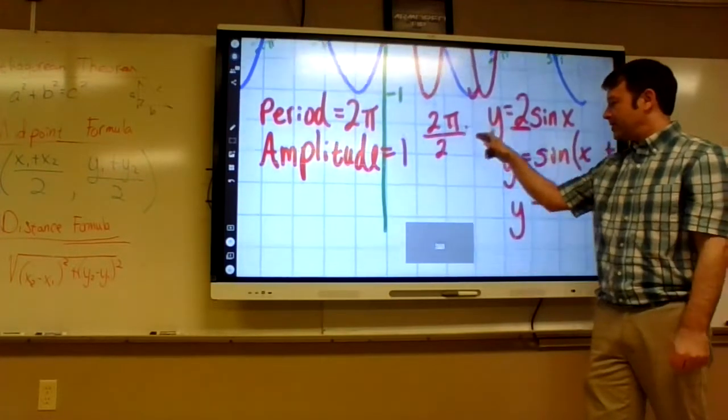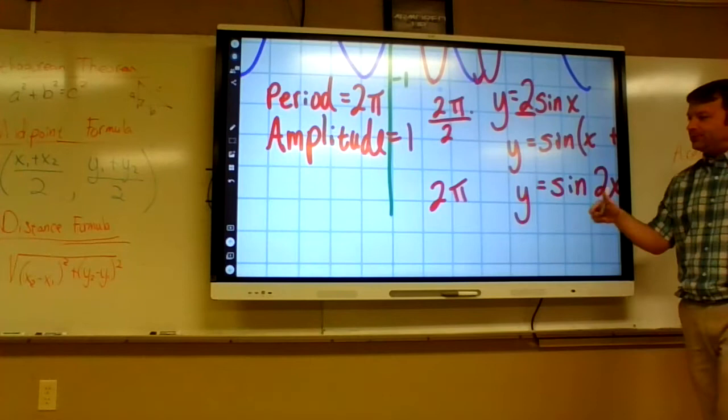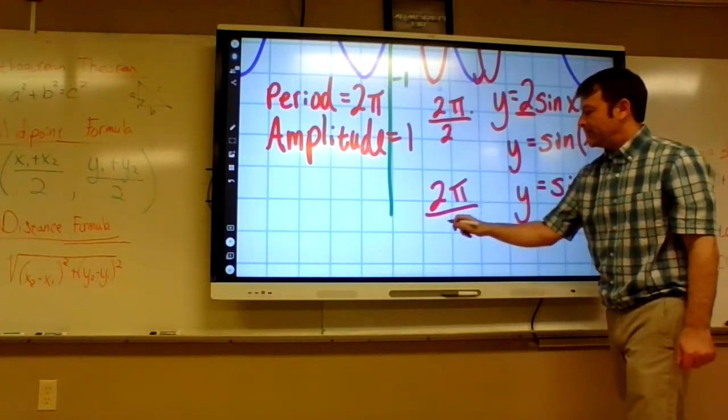So to find the period, normal period is 2 pi, but if there's a number in front of the x, you basically do the period divided by that number.